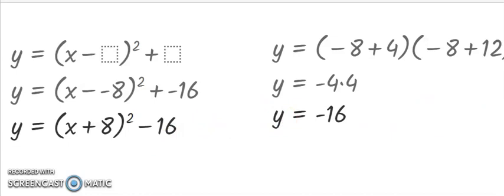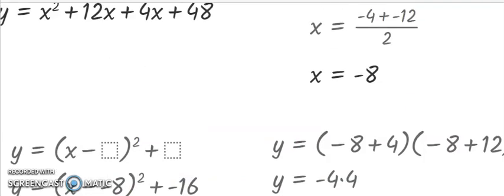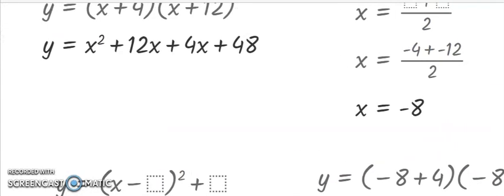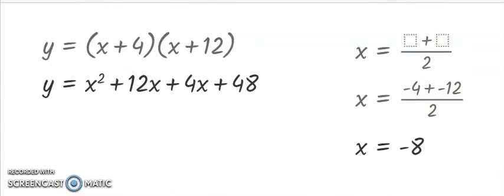Keep in mind that when looking at problem number 2, you're going to be looking for a pattern between the x value of the vertex, which again is -8, and the b value of the quadratic in general form. So we'll come back to this problem later in the video.